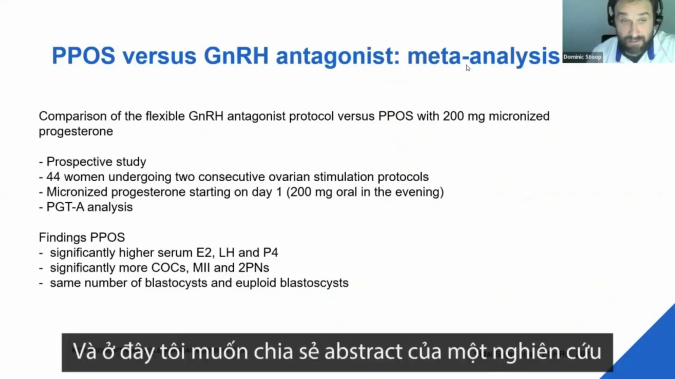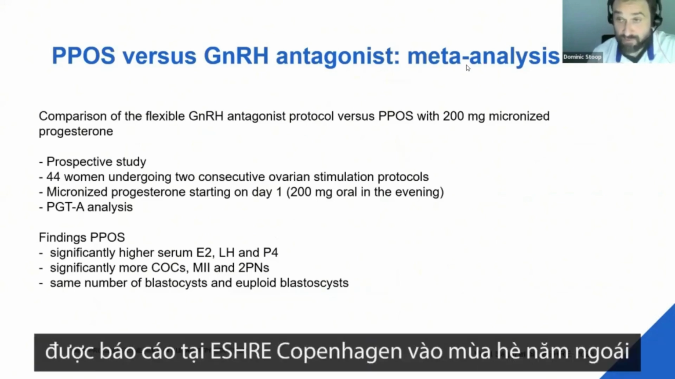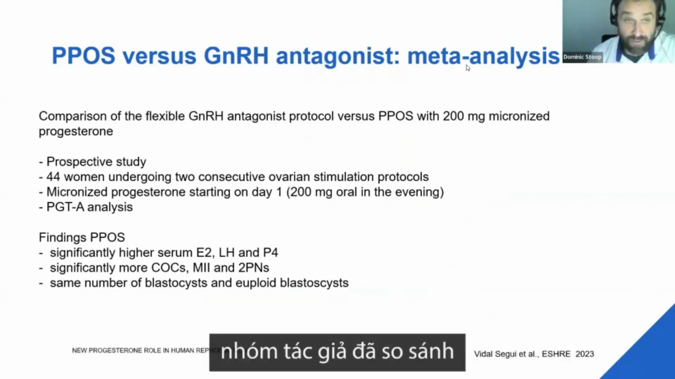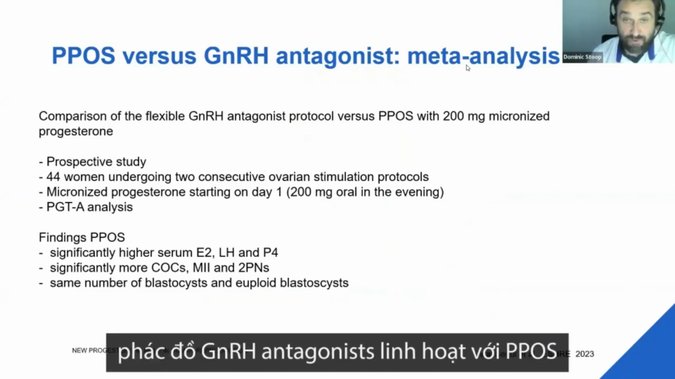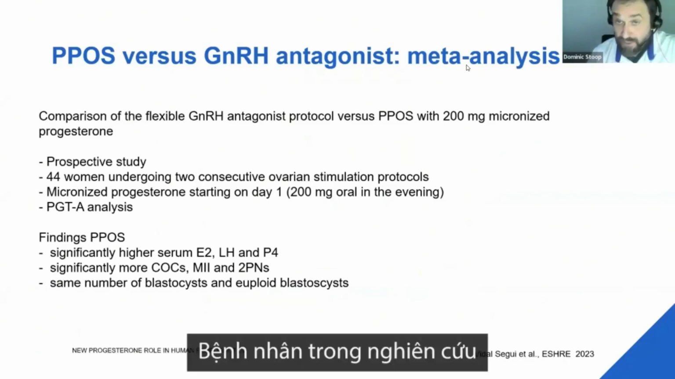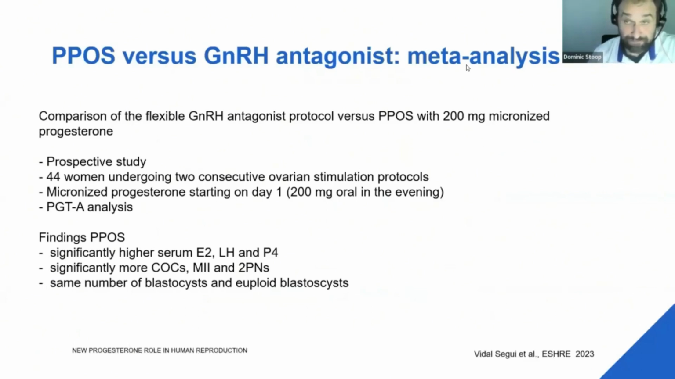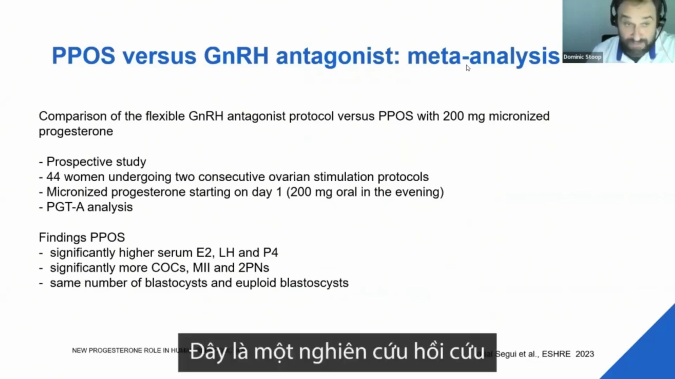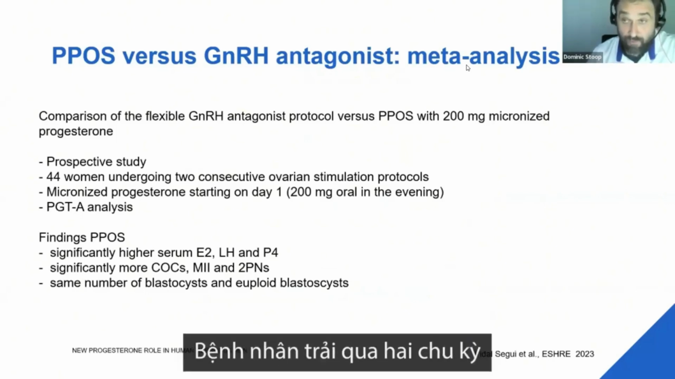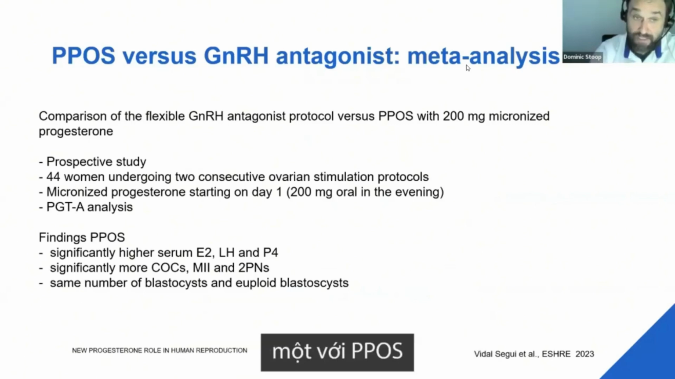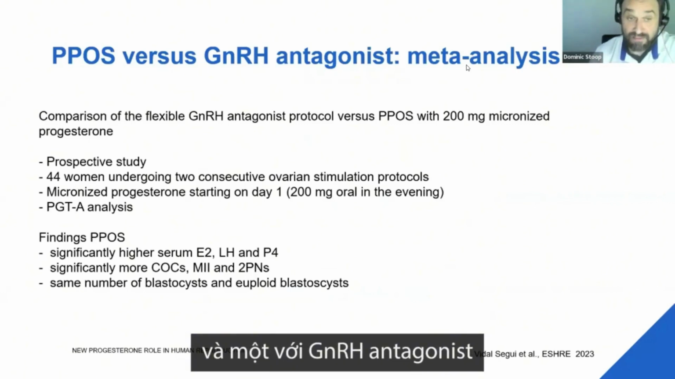And this is an abstract which I want to share with you, which has been presented at ESHRE, Copenhagen last summer. In that study, they compared flexible GnRH antagonist protocol versus PPOS. In that study, 20 milligrams of micronized progesterone was given. It was a prospective study, and they were on 2 cycles, one with PPOS, one with GnRH antagonist.